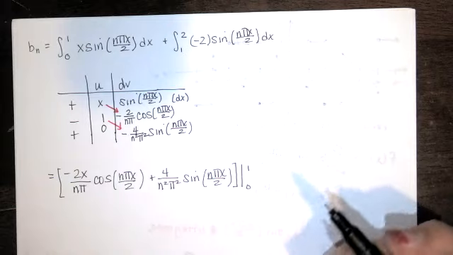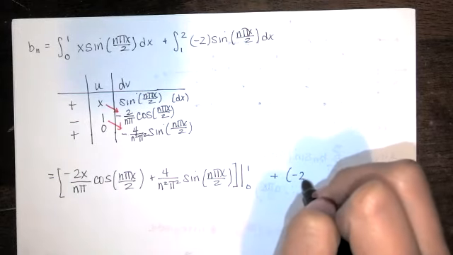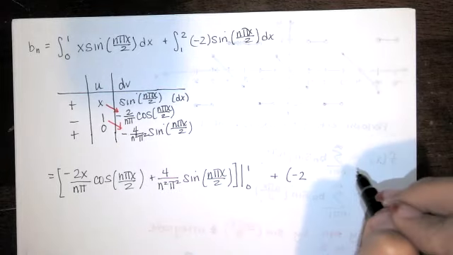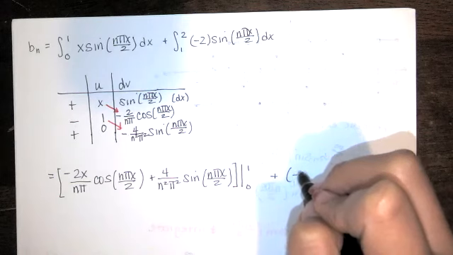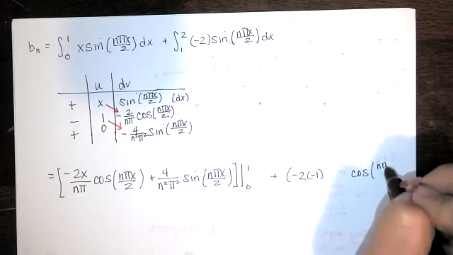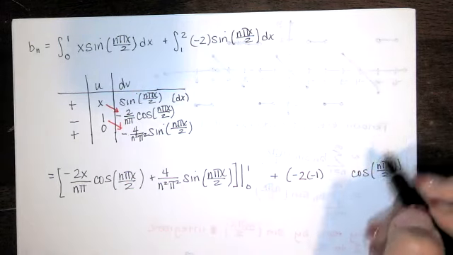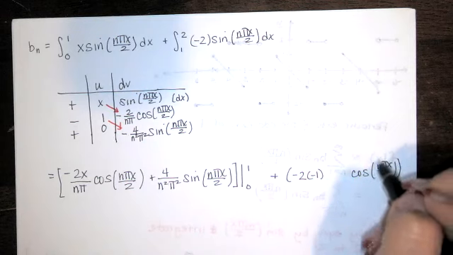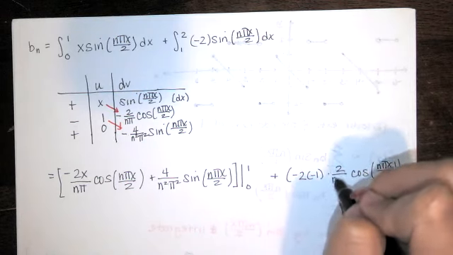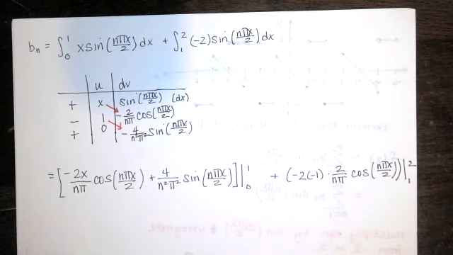Now over here, bring the negative 2 down, that's just a constant. And the antiderivative of sine is a negative cosine. Negative times that negative is going to make that a positive. And of course, because we have a constant multiplying our x, we're going to divide by that constant. Dividing by n pi over 2 is the same as multiplying by 2 over n pi. We evaluate from 1 to 2.